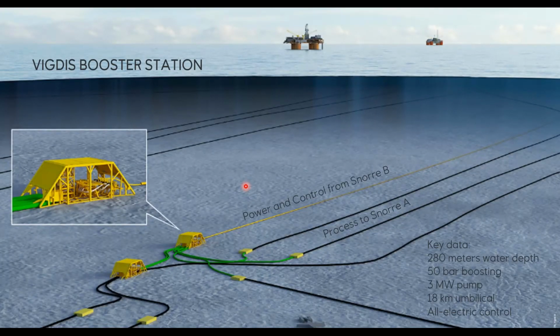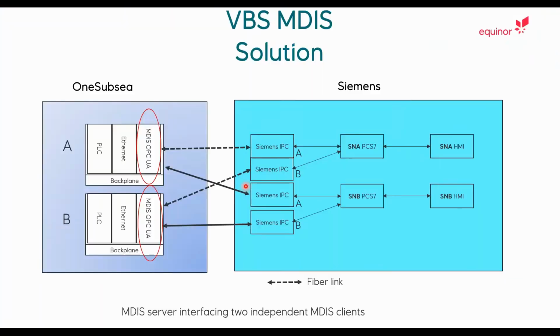Victus Boosting, that is a bit of a special project, I would say. Victus Boosting is a subsea processing project. The subsea processing control system has been delivered by OneSubsea, and the topside safety automation system has been delivered by Siemens. And as you can see here, the interesting thing is that the MDIS server here from OneSubsea is interfacing two independent MDIS clients, one on the Snorre A platform and one on the Snorre B platform.